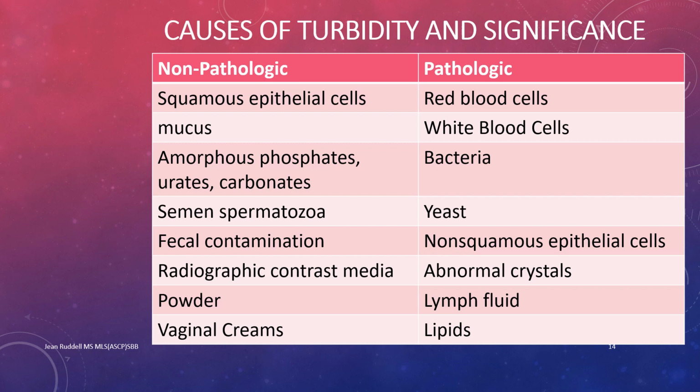A sample that is improperly left out at room temperature can allow bacteria to multiply and give a false positive test for a UTI. Pathologic reasons for turbid samples include red blood cells, white blood cells, yeast, non-squamous epithelial cells, abnormal crystals, lymph fluid, and lipids.